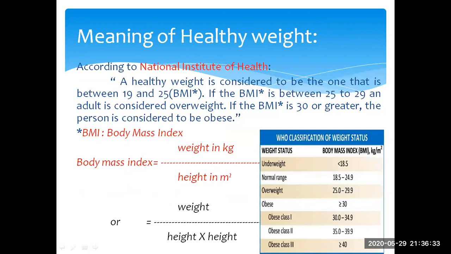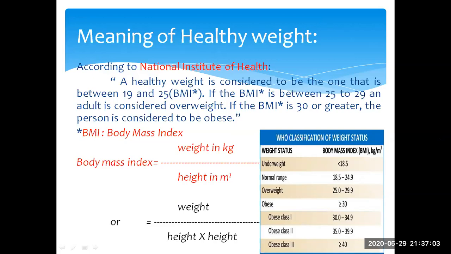So next topic is meaning of healthy weight. According to the National Institute of Health, a healthy weight is considered to be the one that is between 19 to 25 BMI. If the BMI is between 25 to 29, an adult is considered overweight. If the BMI is 30 or greater, the person is considered to be obese.